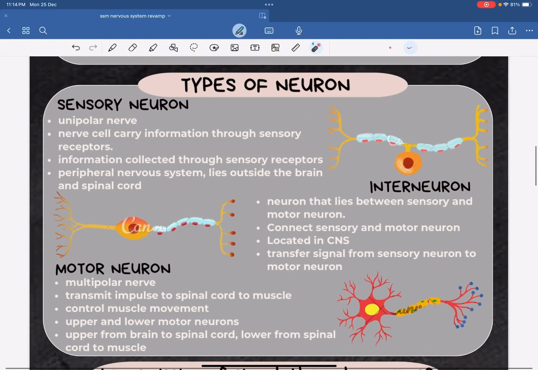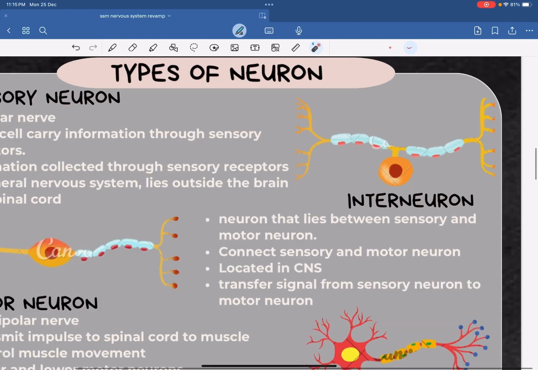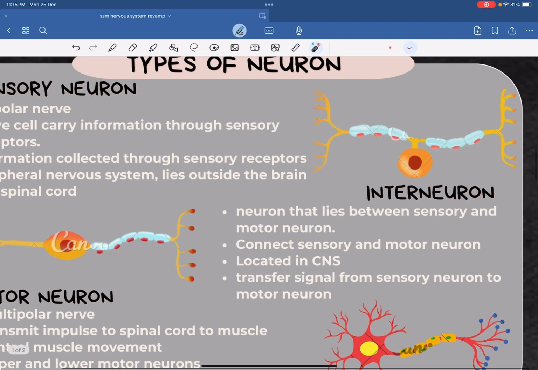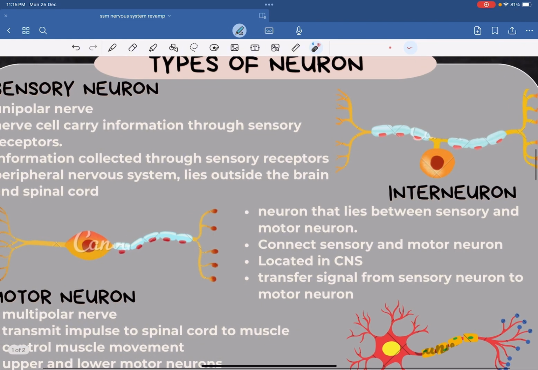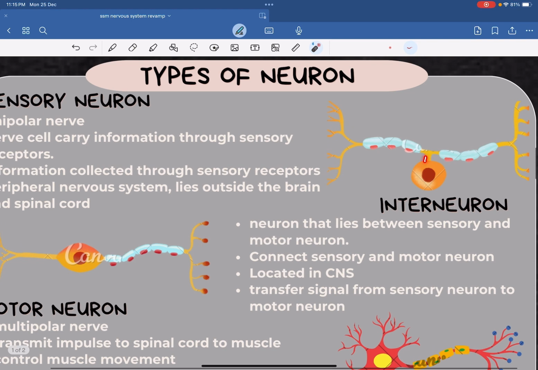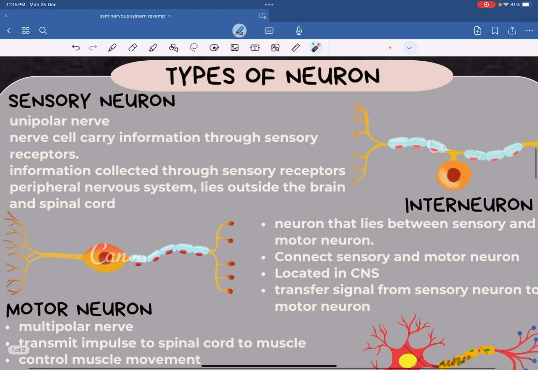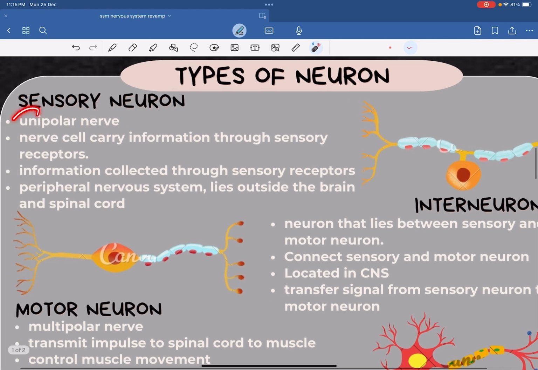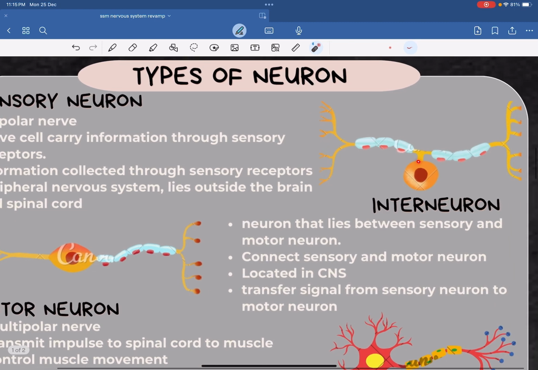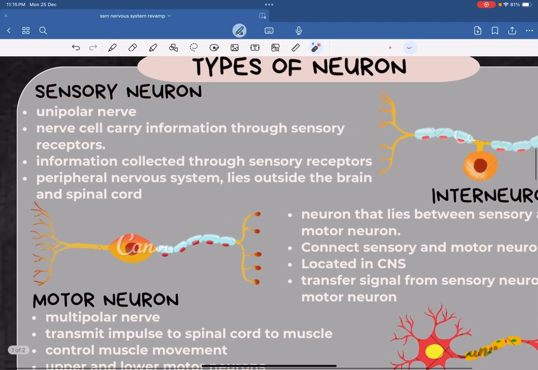How can we determine whether the neuron is multipolar, bipolar, or unipolar? Very easy. Just look at this cell body here. We know that this cell body only has one projection here, right? So it is basically a unipolar nerve because it has one projection. Remember that uni means one. So one projection is a unipolar nerve, right?